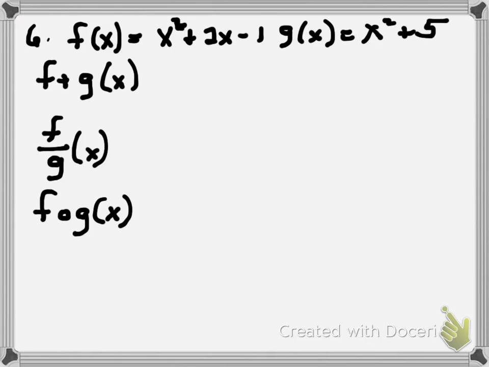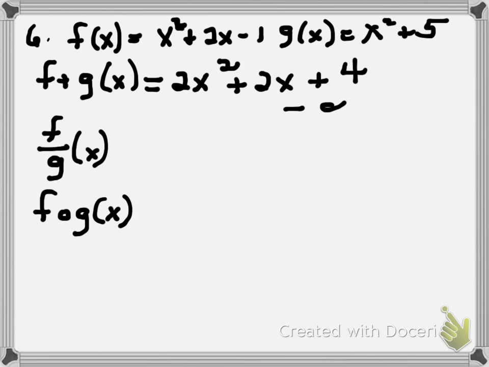Number 6, we're adding the two functions f of x and g of x. So we have x squared in the f function, we have x squared in the g function. X squared plus x squared is 2x squared. The x term, we only have 2x from the f function, and we have a negative 1 and a positive 5, which is positive 4 from the g function. 2x squared plus 2x plus 4. There are no restrictions because we don't have a square root, and we also don't have a fraction where you have to worry about division by 0.